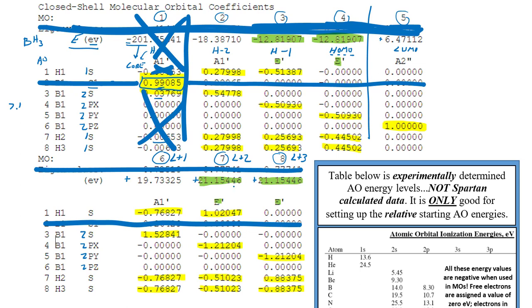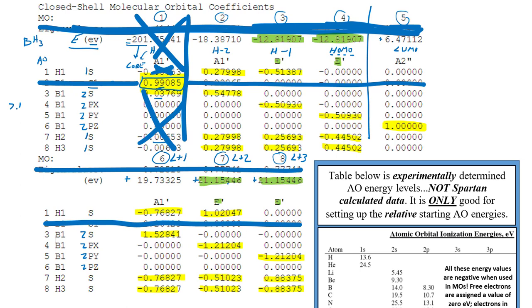And again, not a big deal, but if you see an E, that probably means it's going to be doubly degenerate. Okay, so at this point, we've deciphered or decoded our information here, and now we're ready to begin to build from scratch an MO diagram.